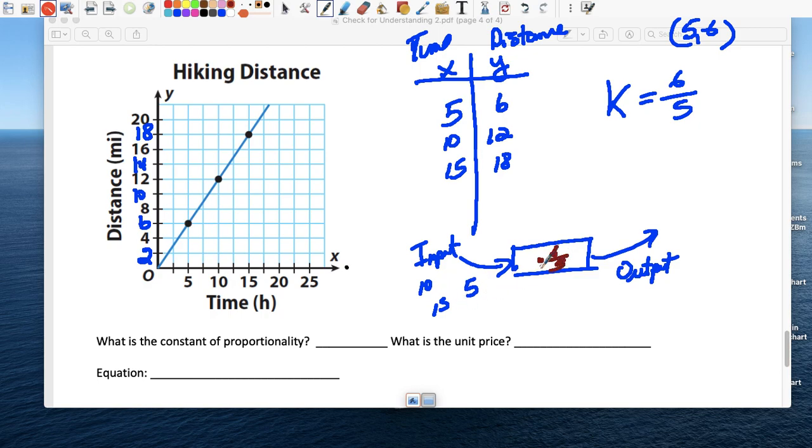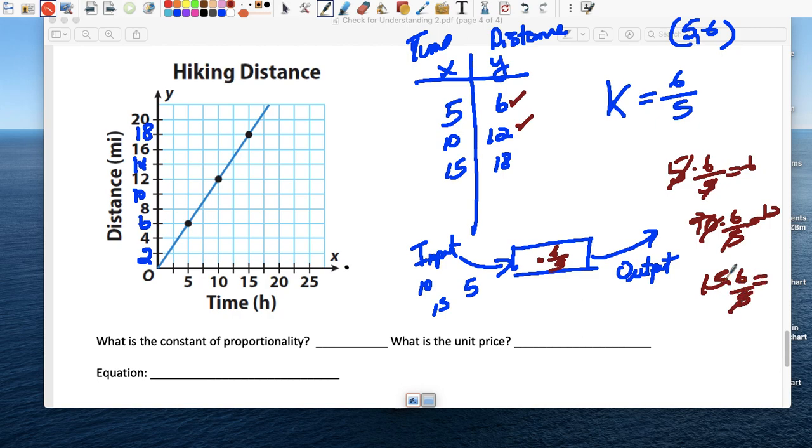So every single number in here, let's say 5 times 6 over 5, well, you get 6. Multiply 10 times 6 over 5, look, you get 12. So this works for this, it works for this. If you put in 15, and it's multiplying by 6 over 5, do you get 18? Well, that simplifies to 3, and 3 times 6 is 18. Yes, it does. So every single point in here is being multiplied by 6 over 5. So what's the constant of proportionality? 6 over 5.